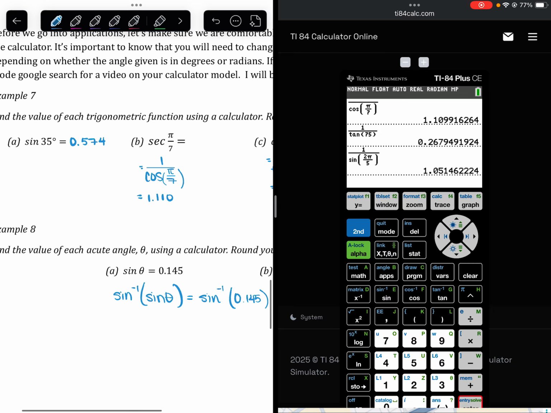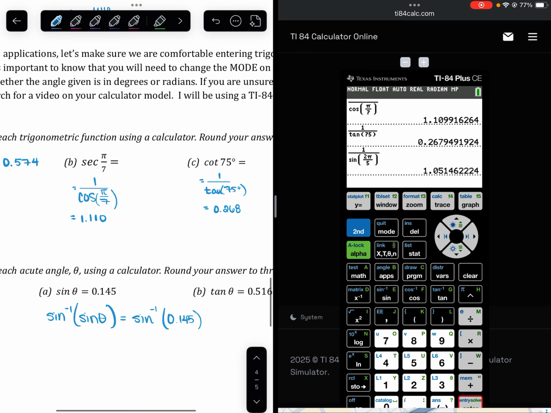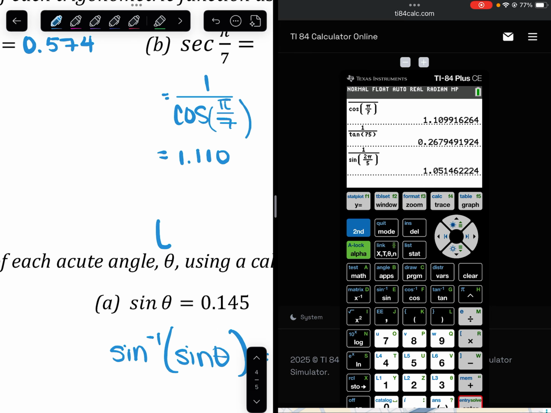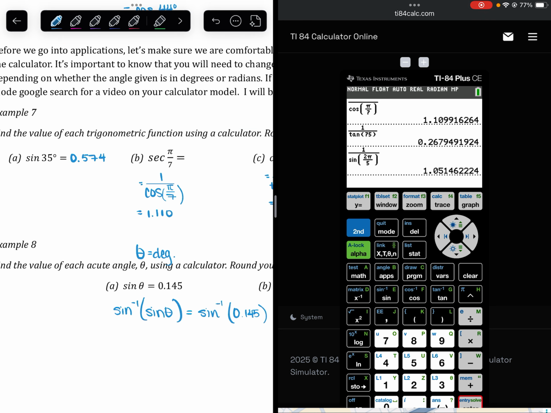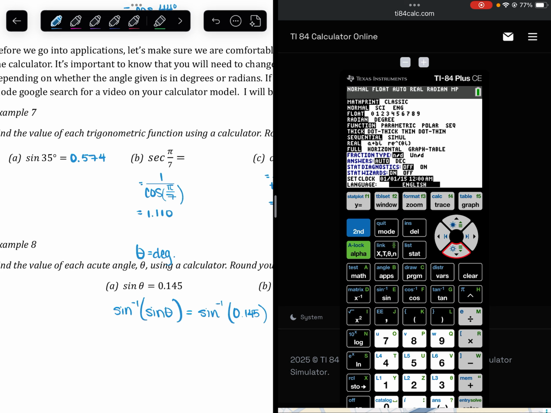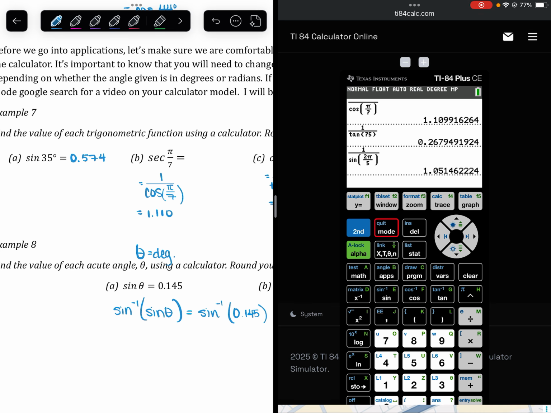Let me see, what are we doing? Oh, I didn't tell you what units. Let's go with degrees. Again, be careful. If it says theta in radians, make sure you change to radian mode. So let me make sure. Nope, I've got to go back. I'm going to go into degrees. So we're going to do these in degrees.